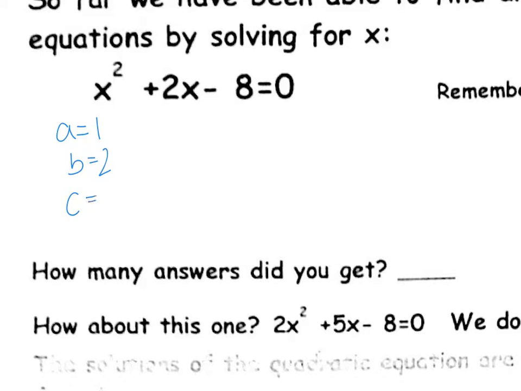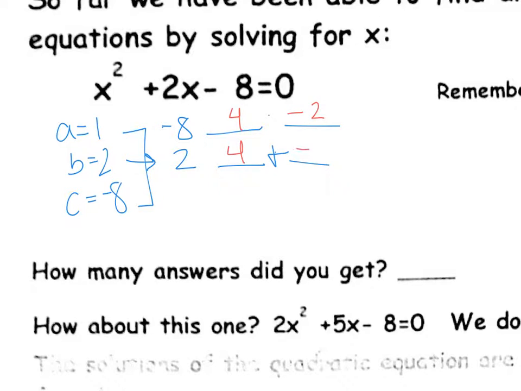and C is -8. We would do A times C, and that'd be -8. And then B would be 2. You'd find what multiplies to be -8 and adds to be 2. And you might go, well, it's 4 and -2. Right? 4 times -2 is -8. 4 plus -2 is 2.